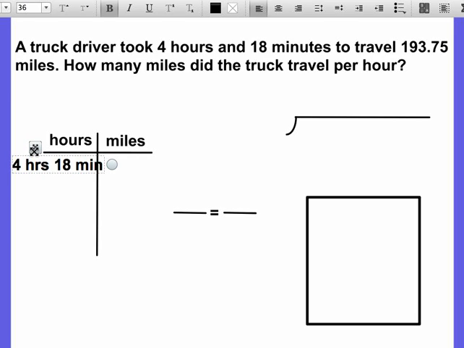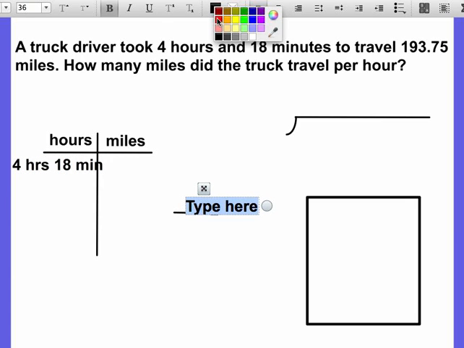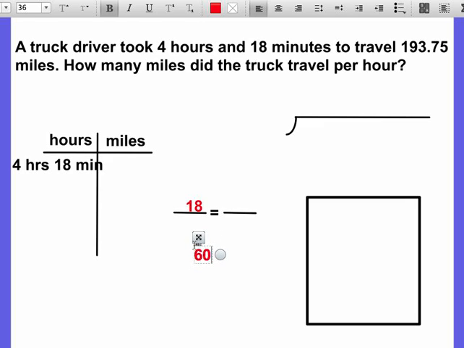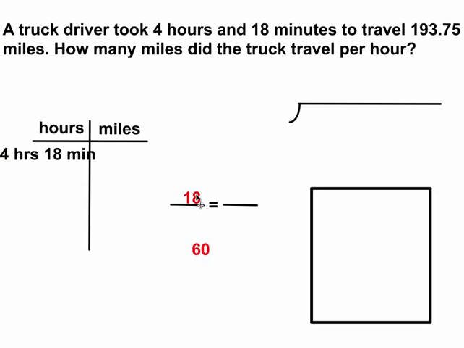As it is, we're not going to be able to divide our miles by 4 hours and 18 minutes. So we need to represent that as a workable number in a decimal form. So the challenge is to figure out how to represent 18 minutes as a decimal. 18 minutes, as it is, is a fraction, 18 out of 60.